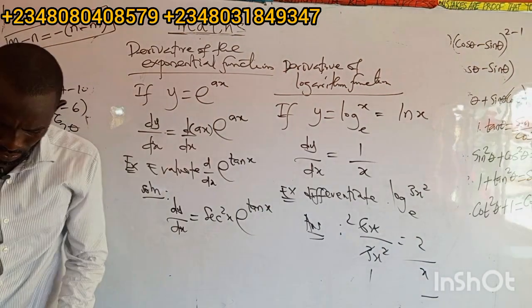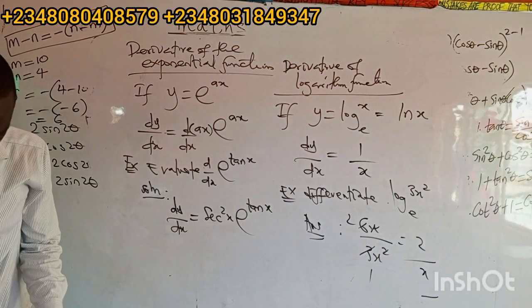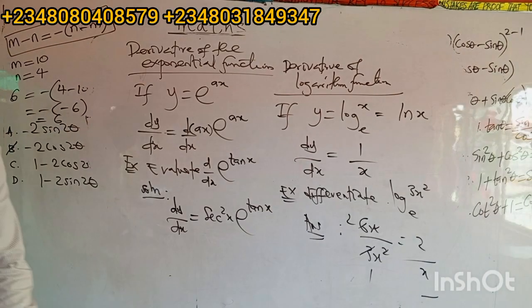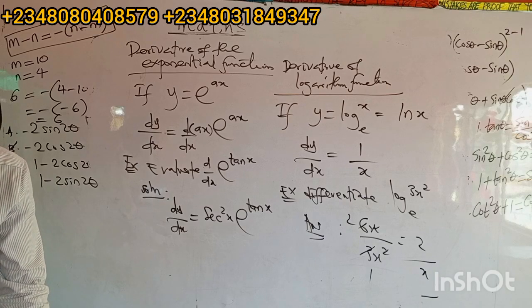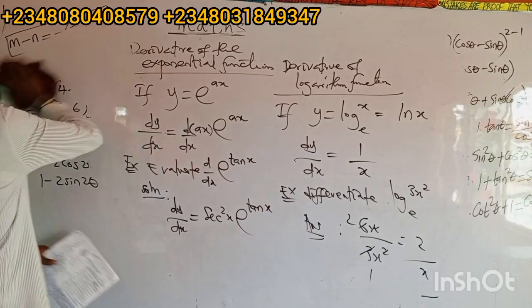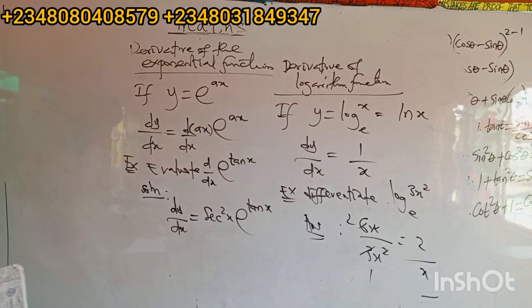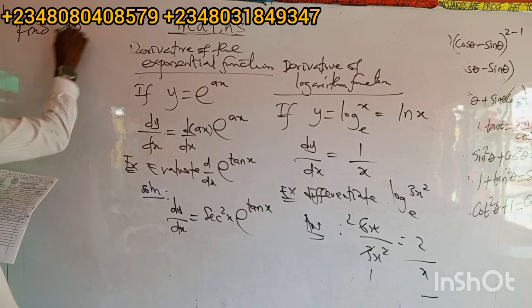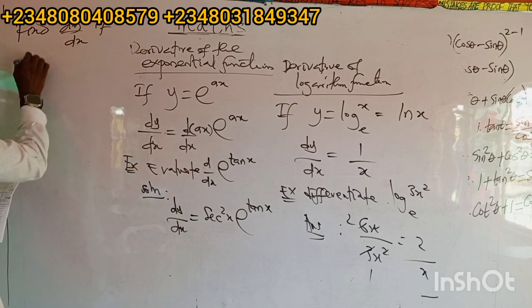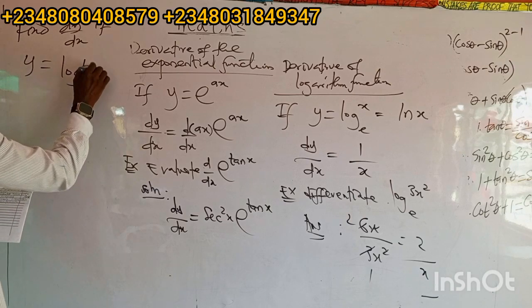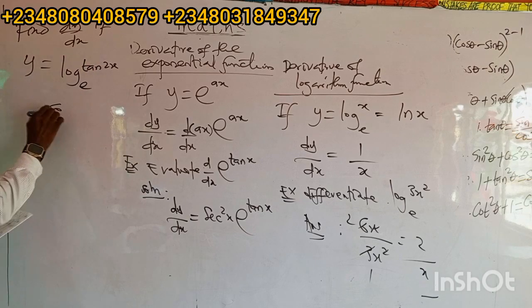Let me give us one example question. I think I saw one example question here. Yes. Oh, I love this question. So guys, find dy dx. Let me write this off. So I'm still maintaining the rule. Find dy dx if y equals log of tan 2x base e.